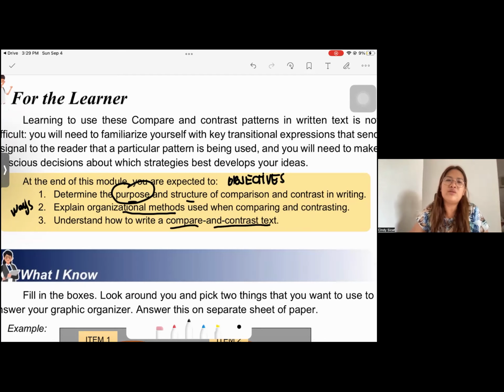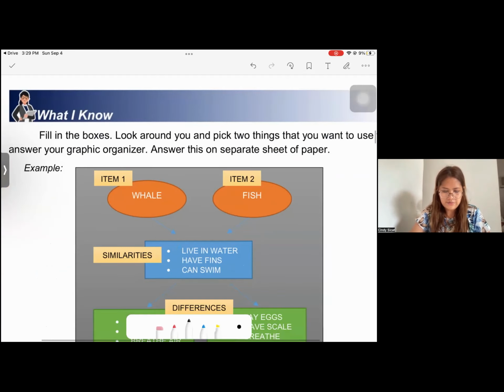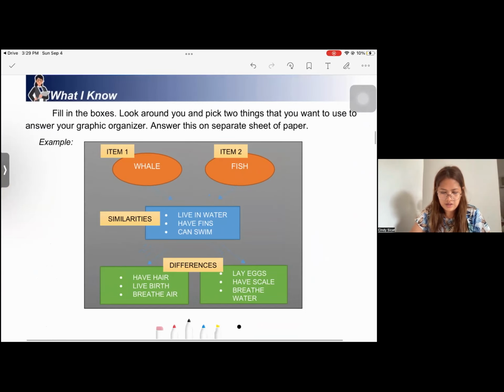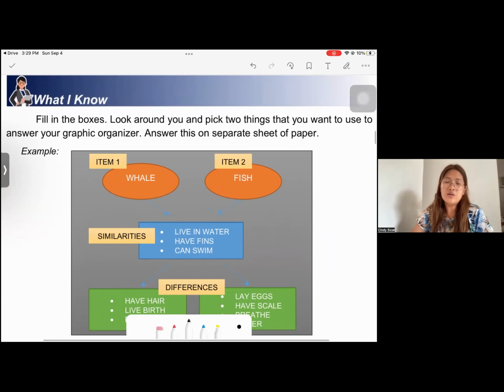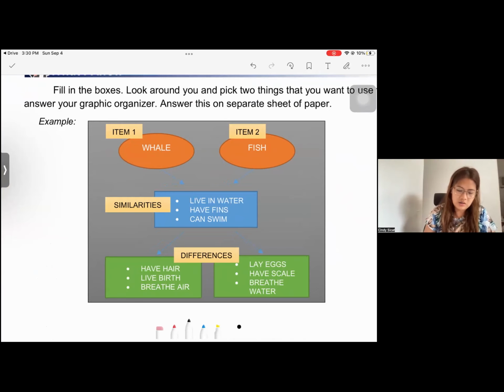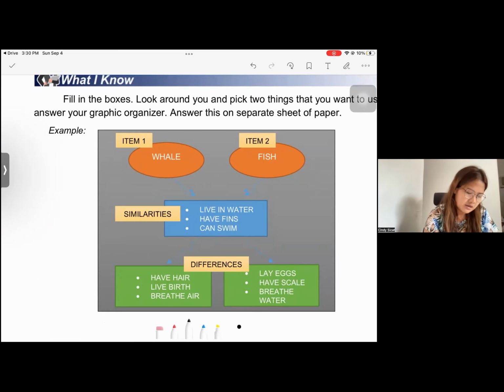For sure, you have been doing this before already. So let's just have a rundown of what this is all about. Fill in the boxes, look around you and pick two things. So this could serve as our example on how we compare and contrast. But let's go back to the keywords first.